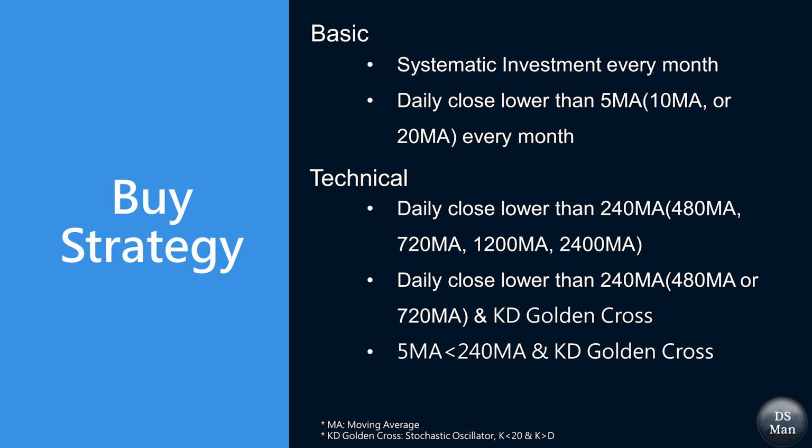Technical strategy, advanced trend and momentum signals. The technical strategy combines long-term moving averages, MA, and KD golden cross conditions for precision. Key scenarios include long-term trend confirmation. Buy when the daily closing price is below long-term MAs, such as 240 MA, 480 MA, 720 MA, 1200 MA, or 2400 MA. Combined momentum signal.